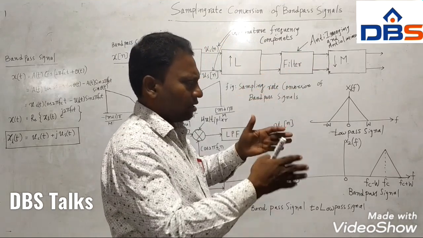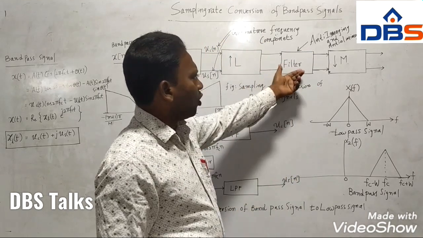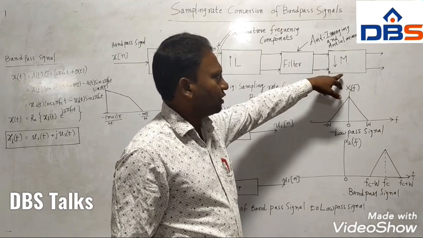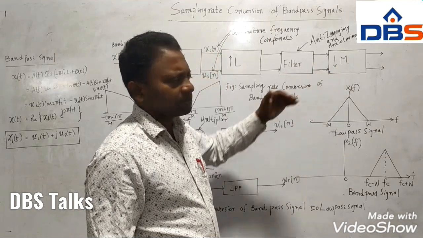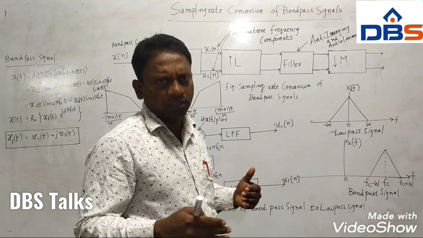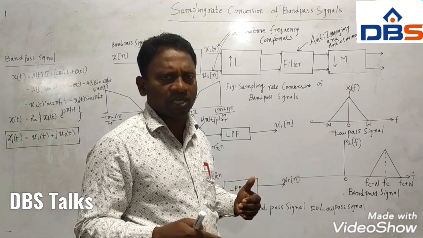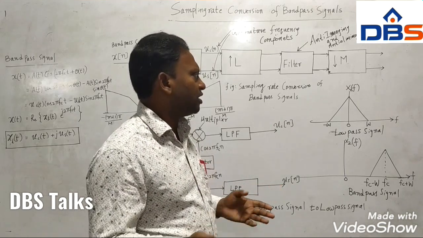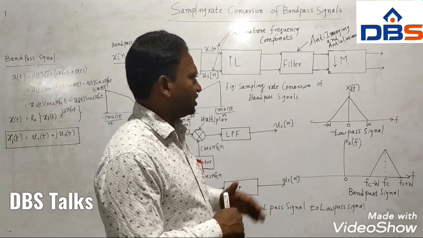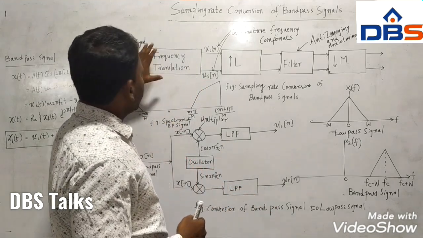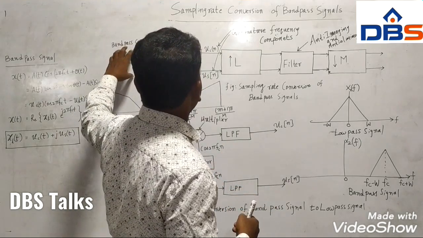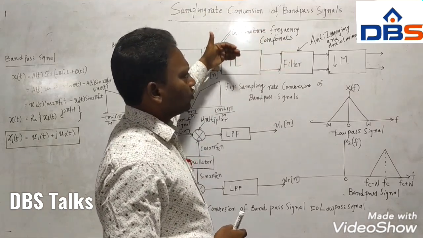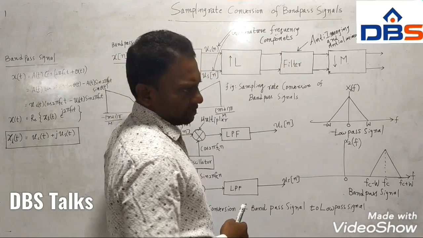Both are integrated into a single block, and the output is down converted. Output down converted means that if M is 2, then 2 minus 1 samples are discarded. 2 minus 1 spectral copies are discarded between the two adjacent spectral components. In that way, we can convert from one sampling rate to another sampling rate in bandpass signals.